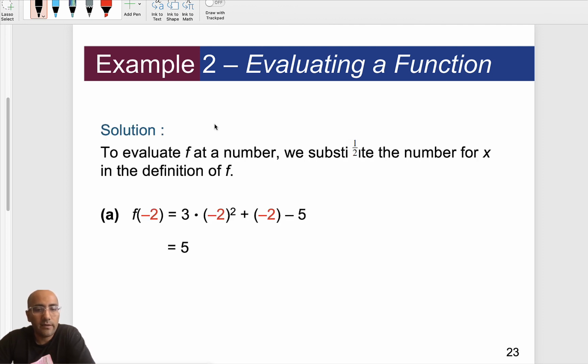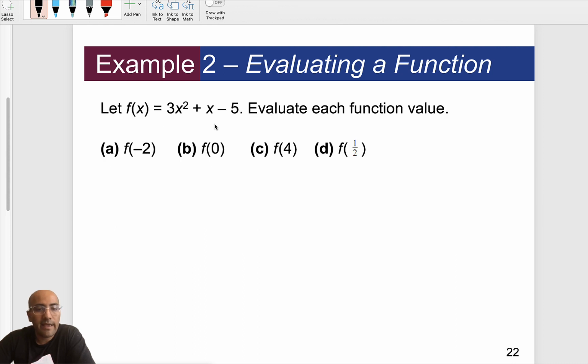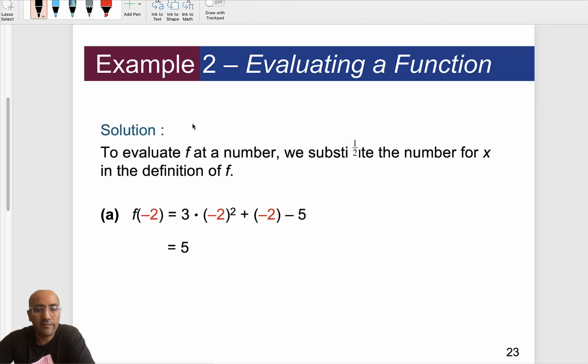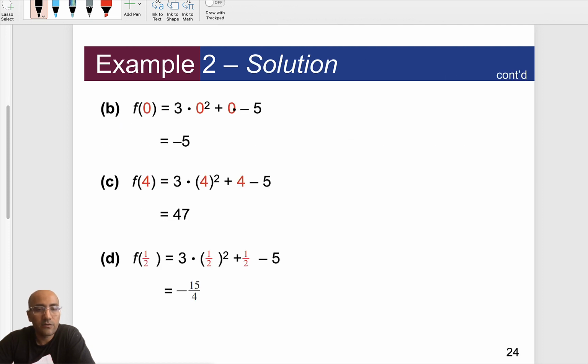So this one was f of negative 2, so replace all those x values with a negative 2. And then f of 0, well, that one's really easy. 0, 0, it's just going to give me a negative 5. And f of 4, replace the x value with a 4.